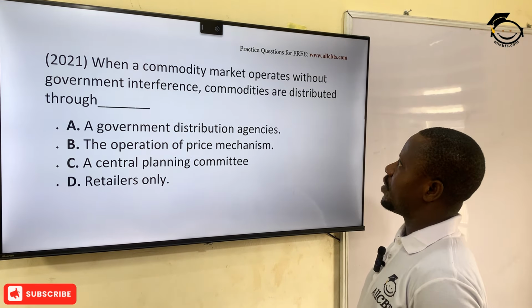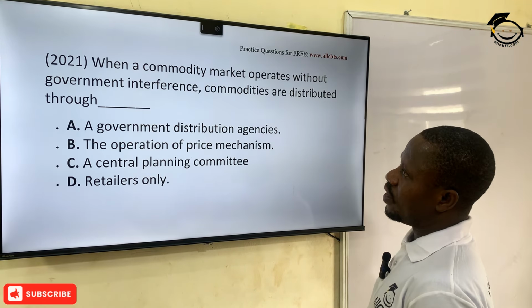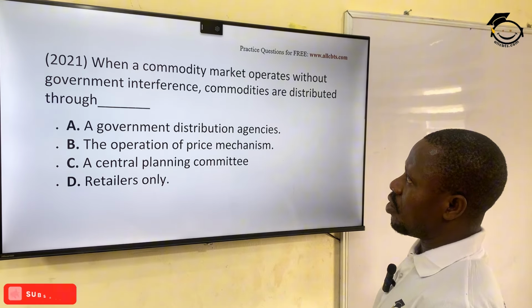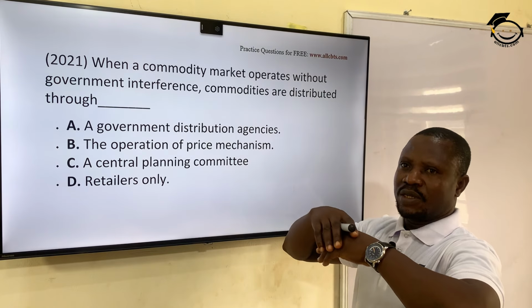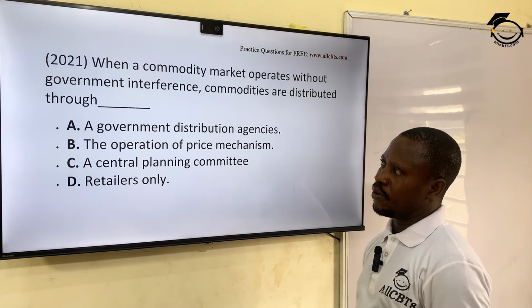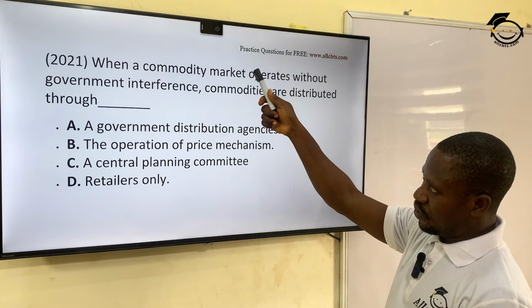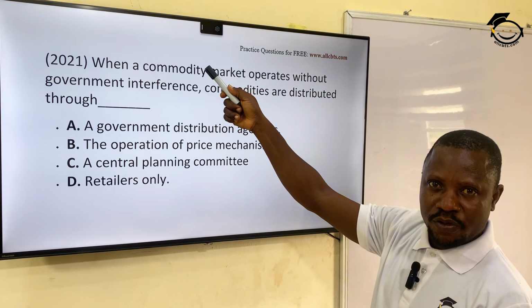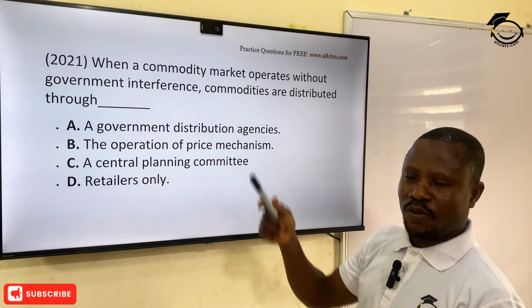When a community market operates without government interference, commodities are distributed through... in other words, government is not involved, right? You allow the market to operate on its own. What do you call that? Government distribution agent? The question already said government is not involved, so there's no way a government agency must be involved. So A is contradicting the question.